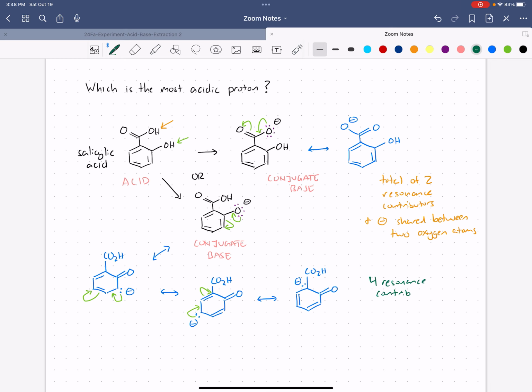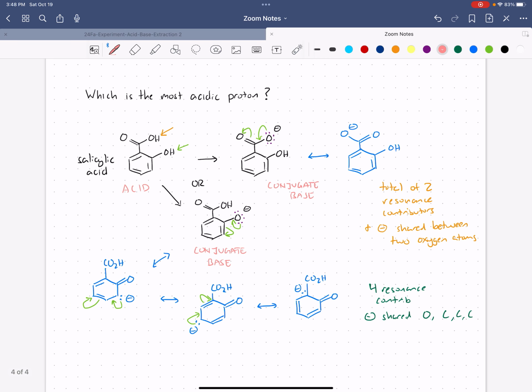But what's important here is that the negative charge is shared with only 1 oxygen and 3 carbons. C, C, C. This comes from experience, but the one that's more stable is this one. It's because the negative charge is shared between 2 oxygens. That overrides the fact that there are 4 resonance structures for this conjugate base, because it's all shared between oxygen and these 3 carbons, but carbons are not very electronegative. Right? Oxygen is very electronegative, so the charge is much more accommodated on oxygen.